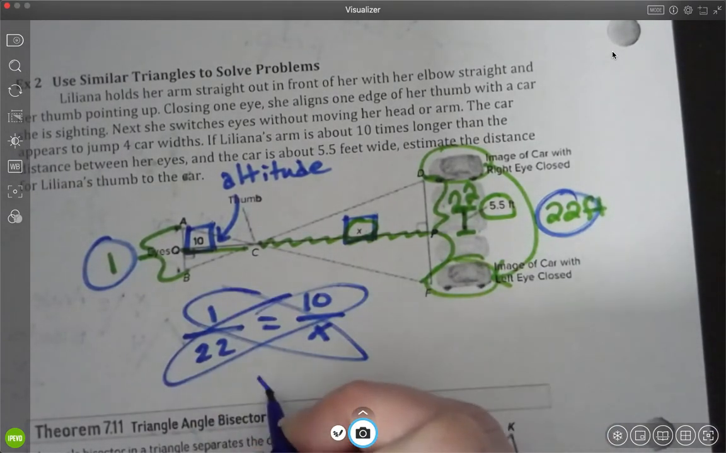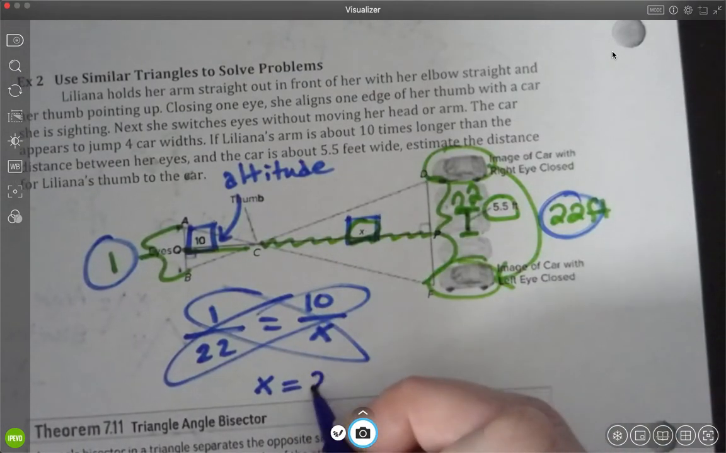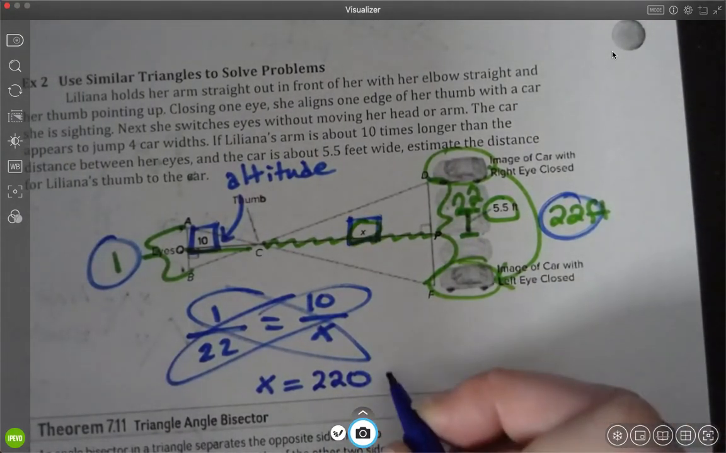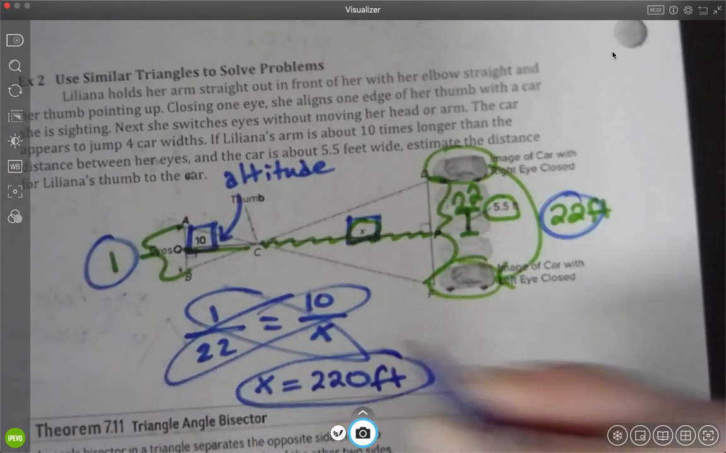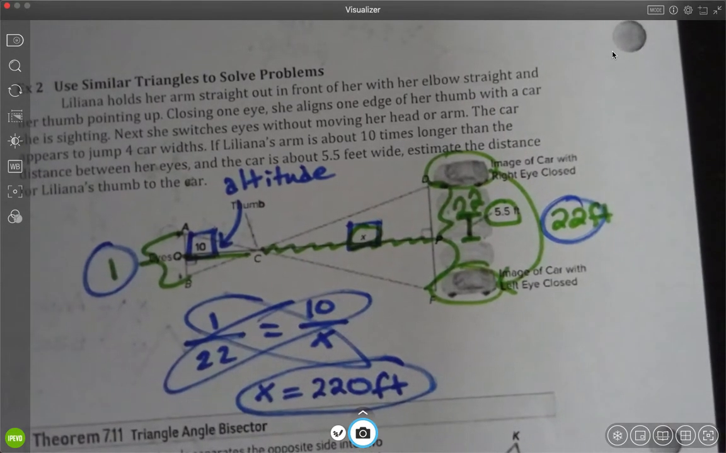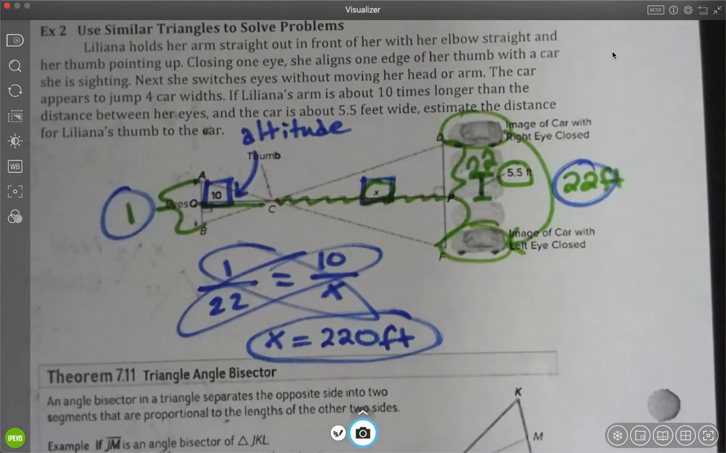1 times X is just X. 22 times 10 is 220. What does that mean? That's the distance in feet from what to what? From eye to car. Not from her eyes to the car. From her thumb. From the end of her thumb to the car is 220 feet. Yeah? That distance there? Okay. All right, so just look at the 2 triangles that are set up, yeah?